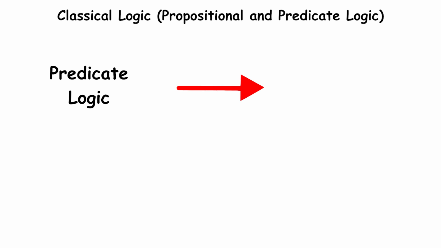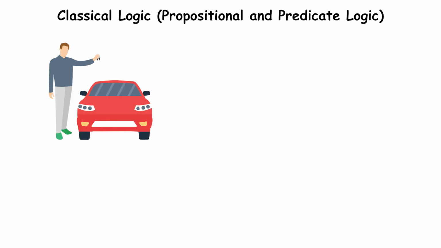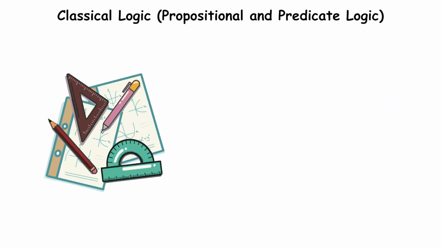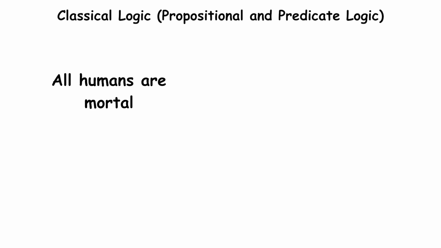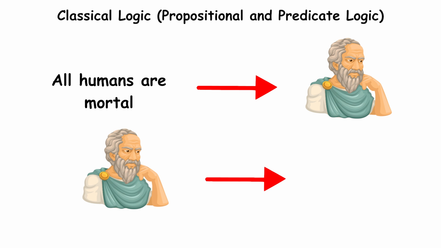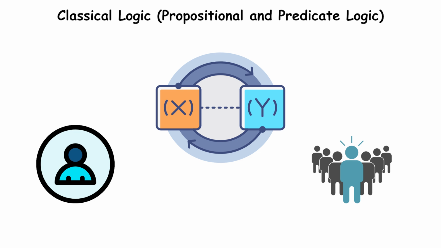Predicate logic goes further by involving quantifiers and variables, which allow us to talk about objects and their properties. Instead of just stating, it's raining, we can say, John owns a car. Here, we can explore whether John owns some car or all cars. This system is powerful in formalizing reasoning and proving statements in mathematics and computer science. Example, all humans are mortal. Socrates is a human. Therefore, Socrates is mortal. In predicate logic, we break it down to understand how relationships between individuals and general categories work.